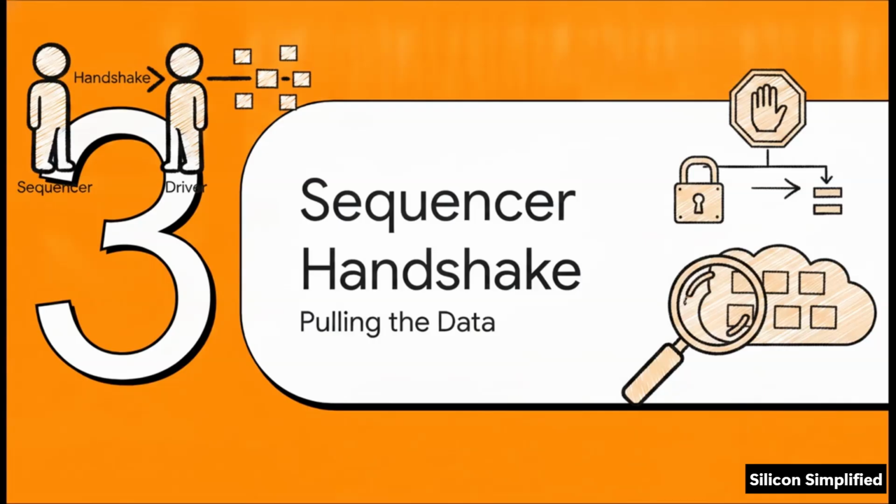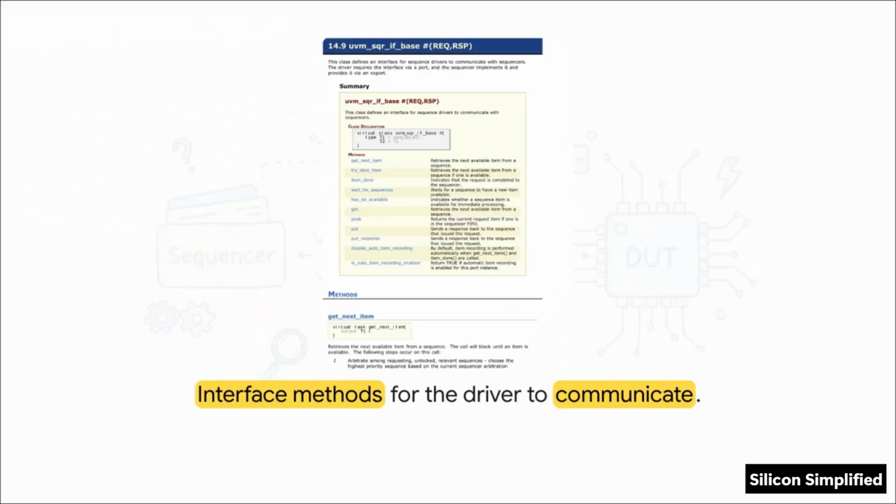So how does it actually grab that data? That brings us to Section 3, Sequencer Driver Handshake Mechanics, pulling the data. To make this handshake happen, the driver relies on specific interface methods to talk to the sequencer's FIFO, most notably get_next_item and item_done. When your driver is ready to do some work, it calls get_next_item. If an item is waiting there, it's passed down immediately. But if not, the thread just completely blocks until a sequence produces a new item. It's a highly synchronized dance.